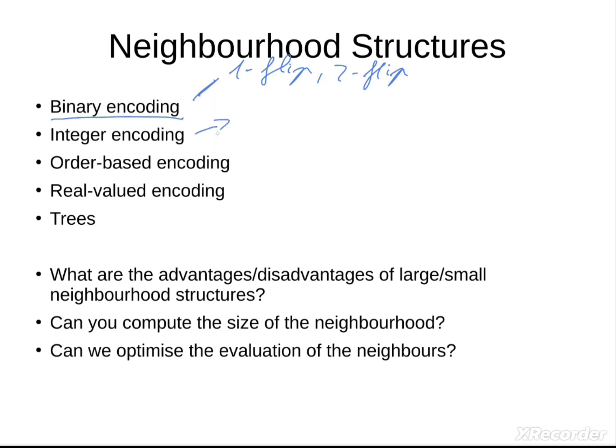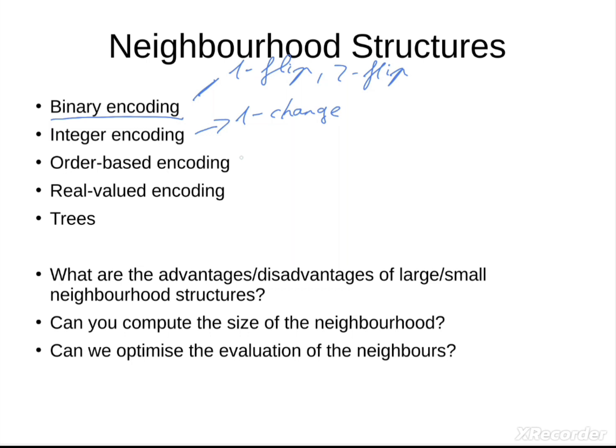If you are using integer encoding, then the classic operators are one change, two changes, and so on. And the idea of one change is to select one variable of the solution and draw a new value for that variable.